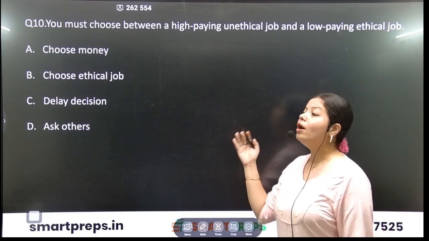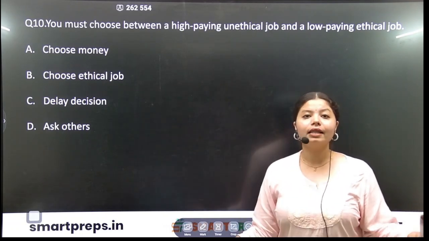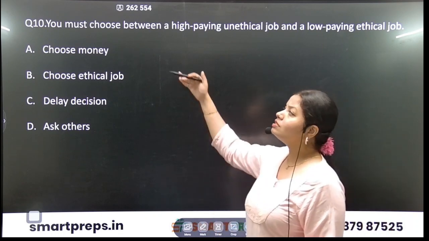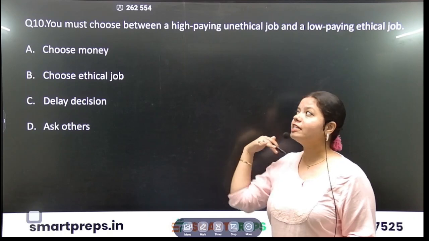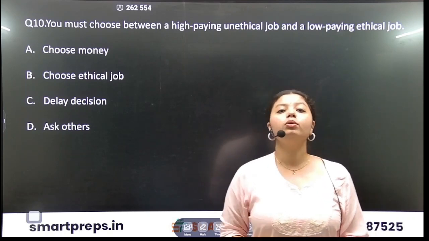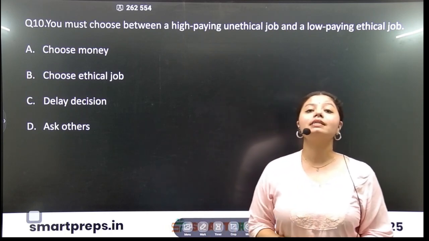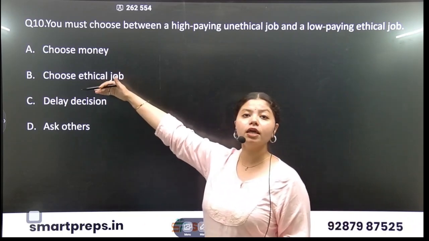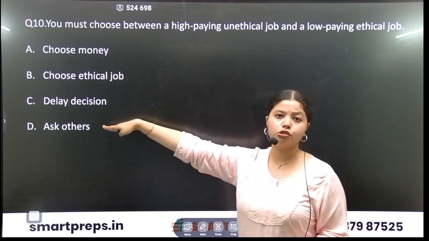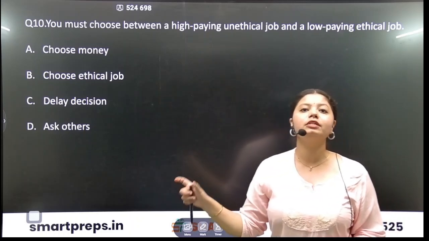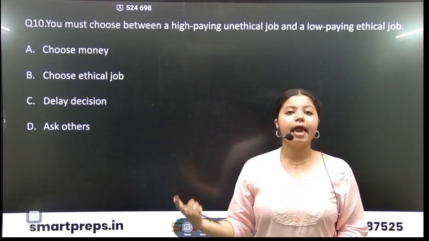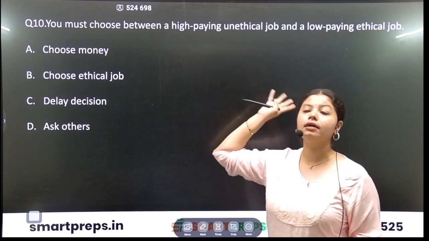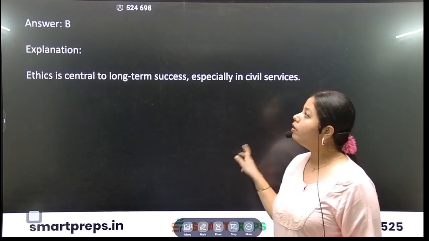When you already know which job is ethical and which is unethical, should you ask others? No, you already know which is ethical. Should you choose money? No, because I have explained that you must always follow moral values and maintain integrity in your life. So you must go for the ethical job and never delay the decision. Whenever you know something unethical is taking place, you must quickly take action. So the answer is B.